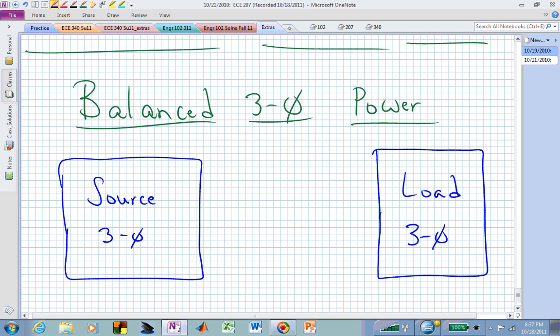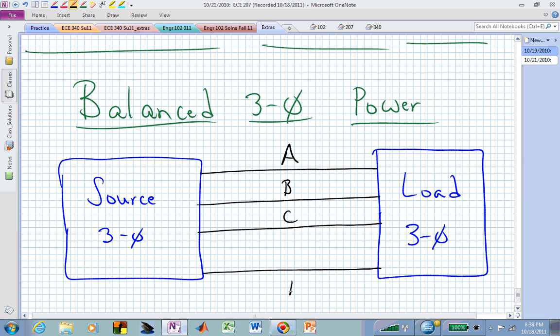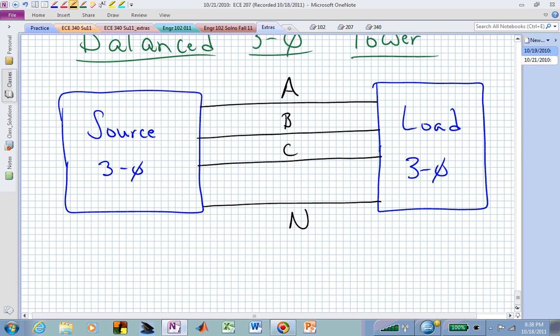And to deliver the power from the source to the load, when we have three different phases, we have the existence of three different lines and a neutral line. We have the A phase, the B phase, and the C phase, and we have a neutral line that allows for current to flow when we have an unbalanced condition. That gives us a place for the current to flow.